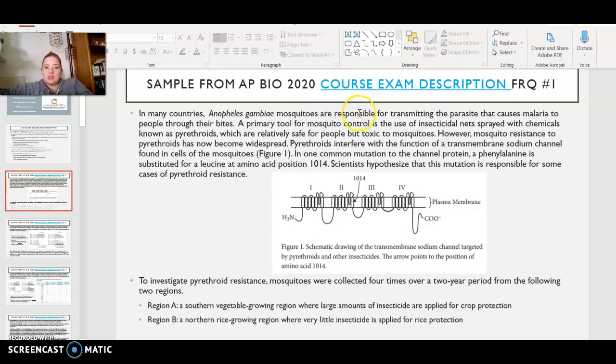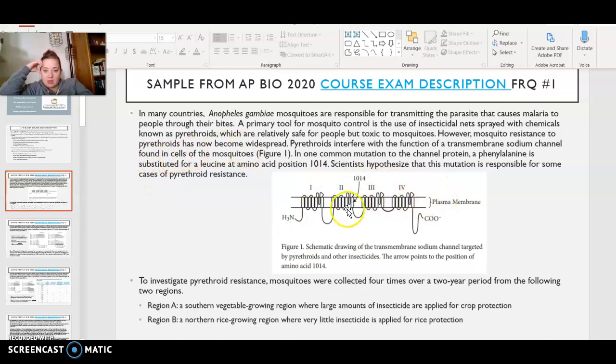So, mosquitoes are responsible for transmitting the parasite that causes malaria to people through their bites. So it's kind of like a vector. The parasite is infectious to people, it gets in the mosquito, the mosquito puts it in the person. A primary tool for mosquito control is the use of insecticidal nets sprayed with chemicals known as pyrethroids, I'm just going to call them P's, which are relatively safe for people but toxic to mosquitoes. However, mosquito resistance to P's has now become widespread, so this insecticide is not working. P's interfere with the function of a transmembrane sodium channel found in cells of the mosquito.